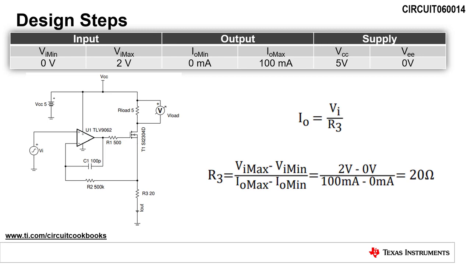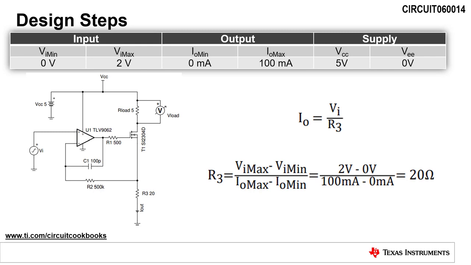This circuit accepts an input voltage from 0 to 2 volts and converts it to a current from 0 to 100 milliamps. It utilizes a single 5-volt supply. The equation for I/O is the transfer function of the circuit. Through negative feedback, the op-amp controls the current through the MOSFET such that it sets the voltage across R3 equal to the input voltage, VI.